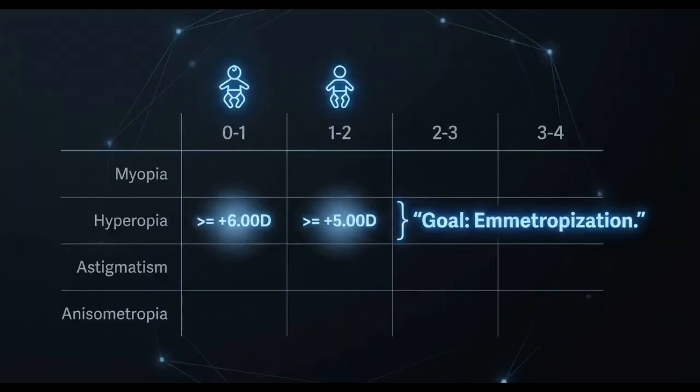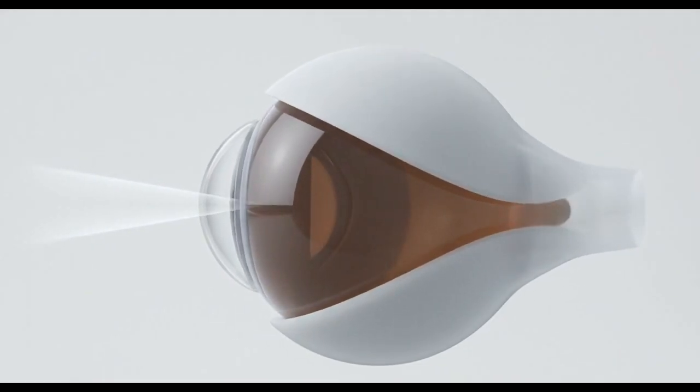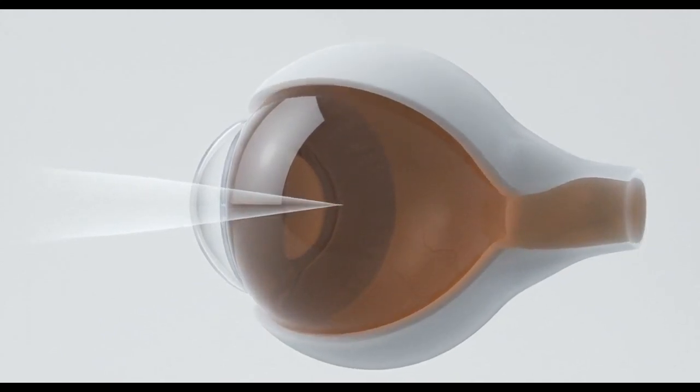In the first 2 years of life, intervention thresholds for hyperopia are exceptionally high. It's common practice to leave 5 or 6 diopters uncorrected in an infant. During this early phase, the primary objective is to protect the physiological drive for natural emmetropization. Emmetropization is the process where the eye grows to reduce its own refractive error.